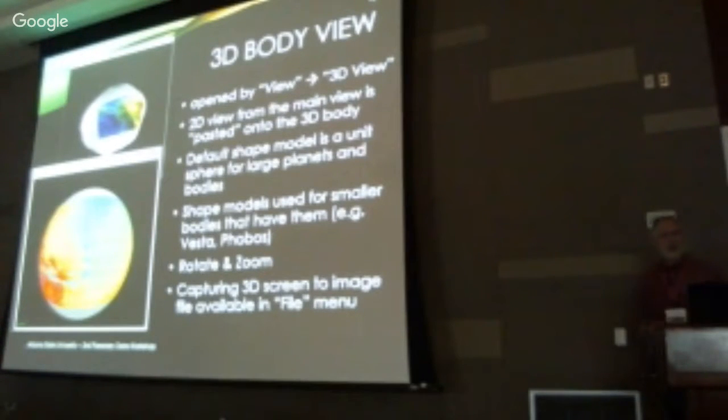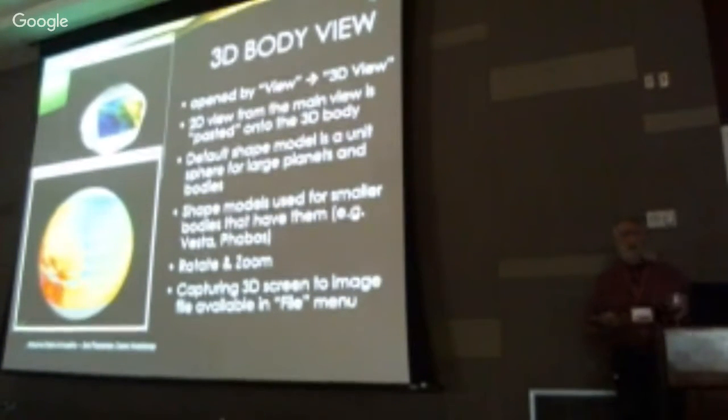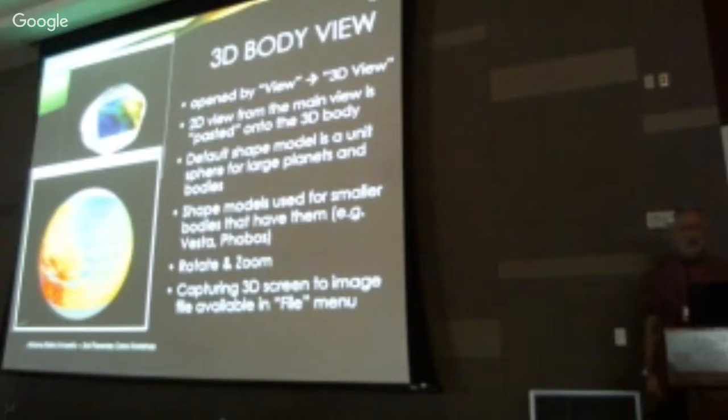We've integrated now fully the 3D body view into JMARS. So this is a kind of an accessory screen you can open up contents of the main screen onto a shape model. If it's a planet or a very large moon that's essentially spherical, we just use a unit shape model. Certainly a global shape model for Mars.